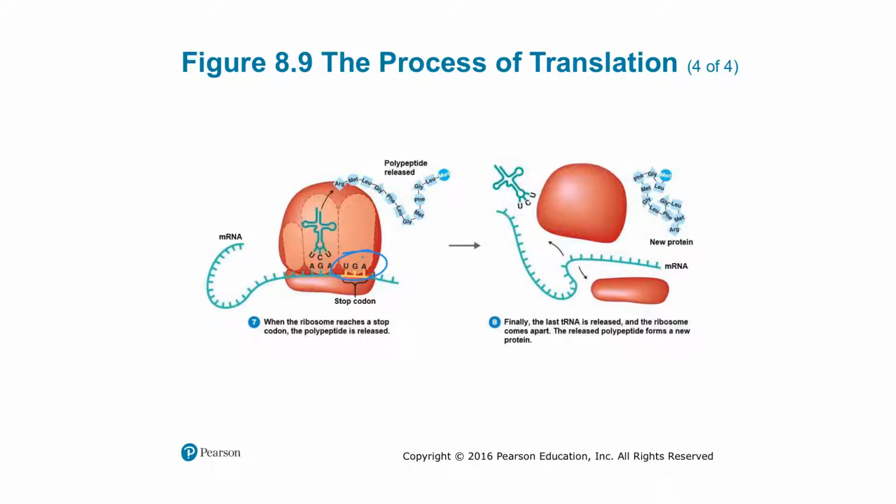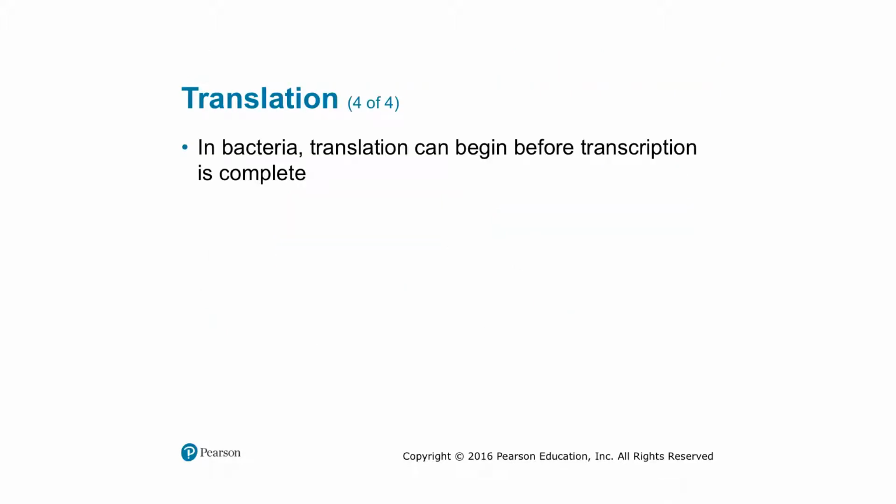What actually happens chemically is that a water molecule is added to the very end of it, and it separates from the growing polypeptide chain. Finally, the last tRNA gets released, the ribosome separates, and the released polypeptide forms the new protein. In bacteria, translation can begin before transcription is complete, so they can start making proteins before they're done making the mRNA transcript.